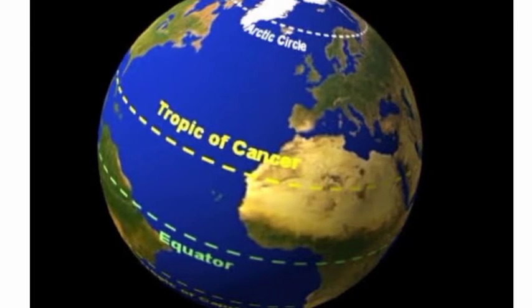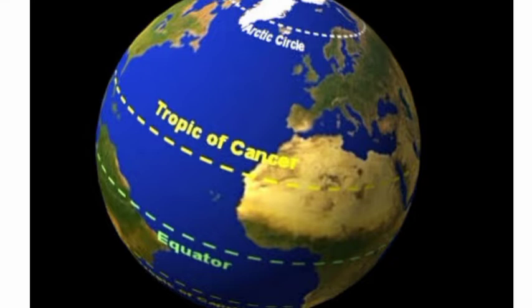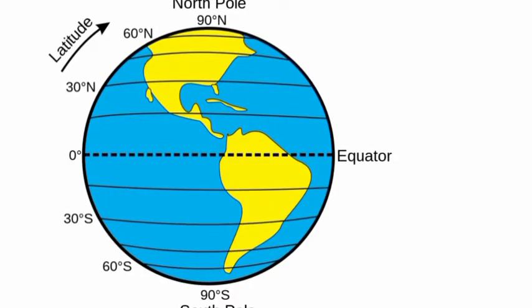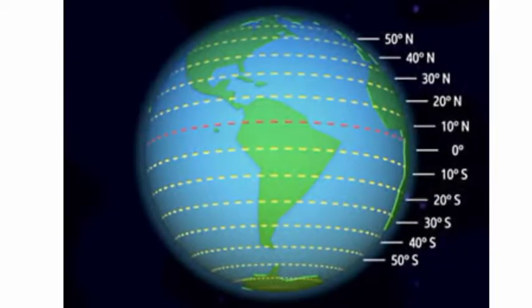Next is the equator. The question is, where is the equator? The equator divides the Earth into the northern hemisphere and the southern hemisphere. It marks the location of 0 degree latitude. Latitude represents an angular distance, north or south of the equator. The equator marks the locations on the earth that are equidistant from the north and south poles.